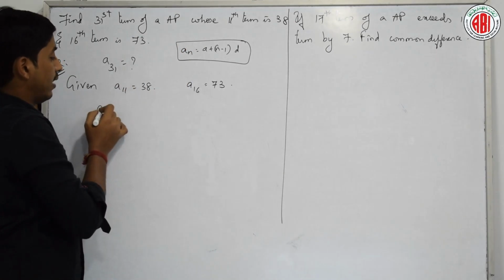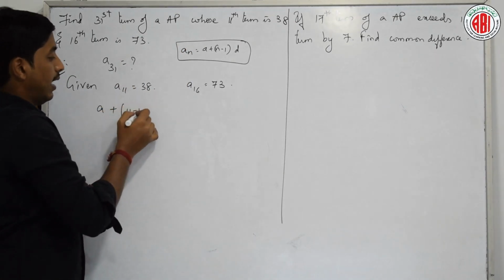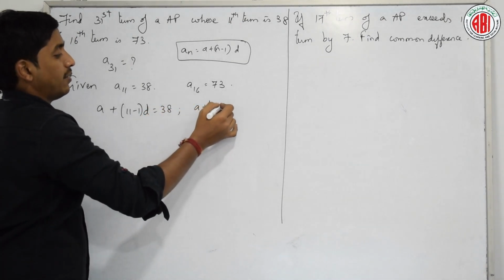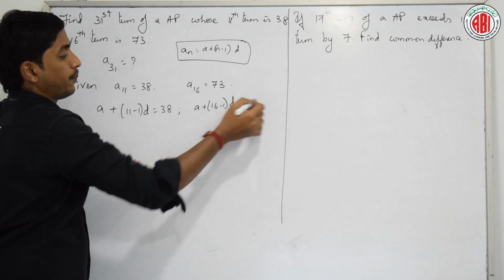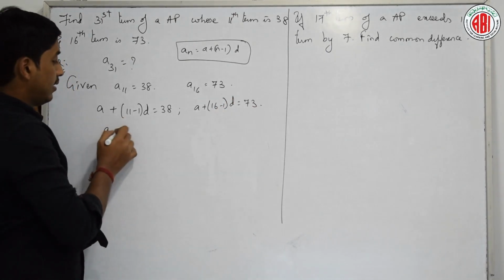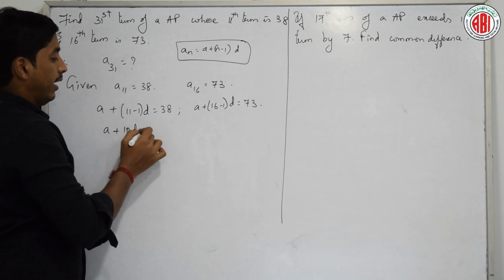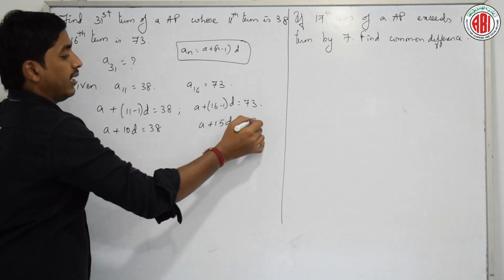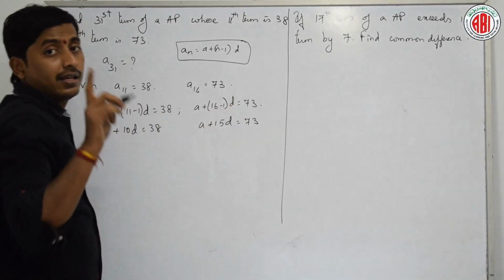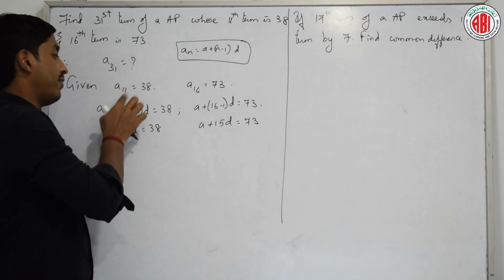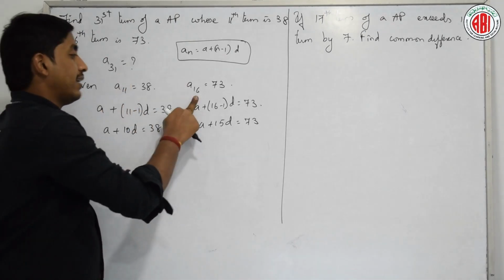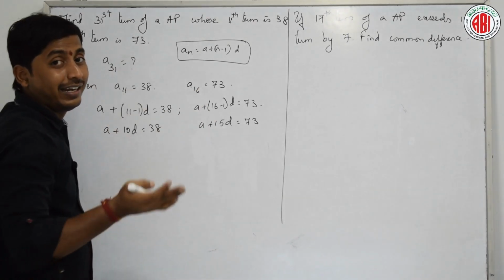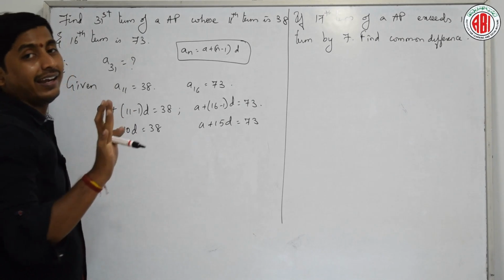Similarly here it is 11. a11 is a plus 11 minus 1 into d is 38. Here also a plus 16 minus 1 into d is 73. 11 minus 1 is 10d, that is 38. Here a plus 15d, that is 73. From now just remember that a11 will be a plus 10d, a16 will be a plus 15d. Similarly, if it is a99, that will be a plus 98d.